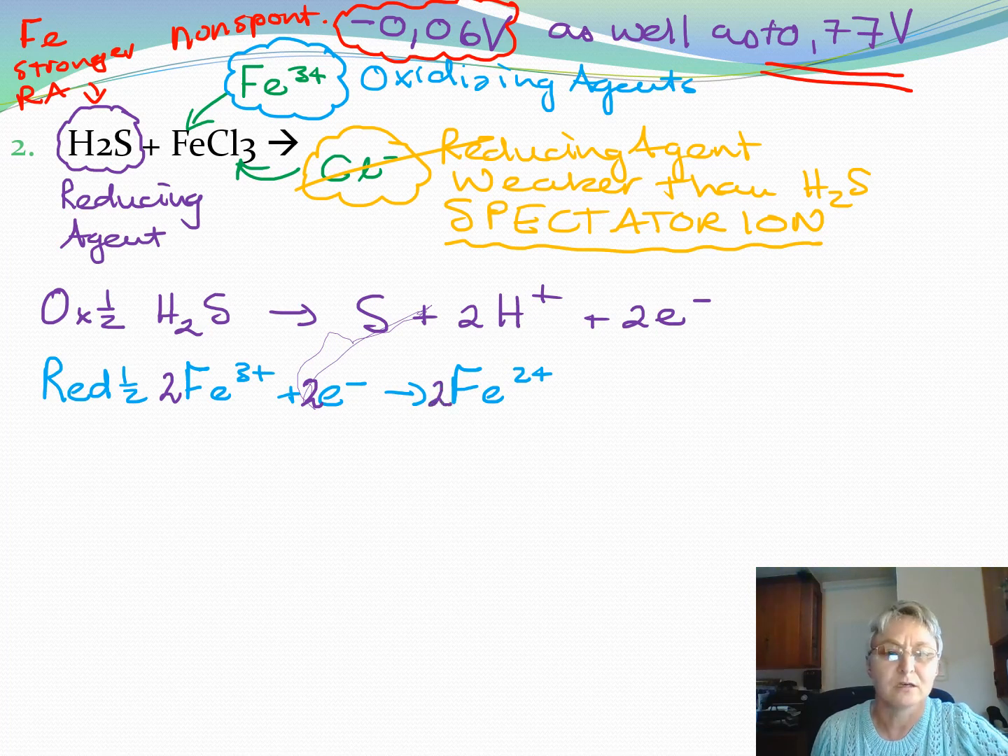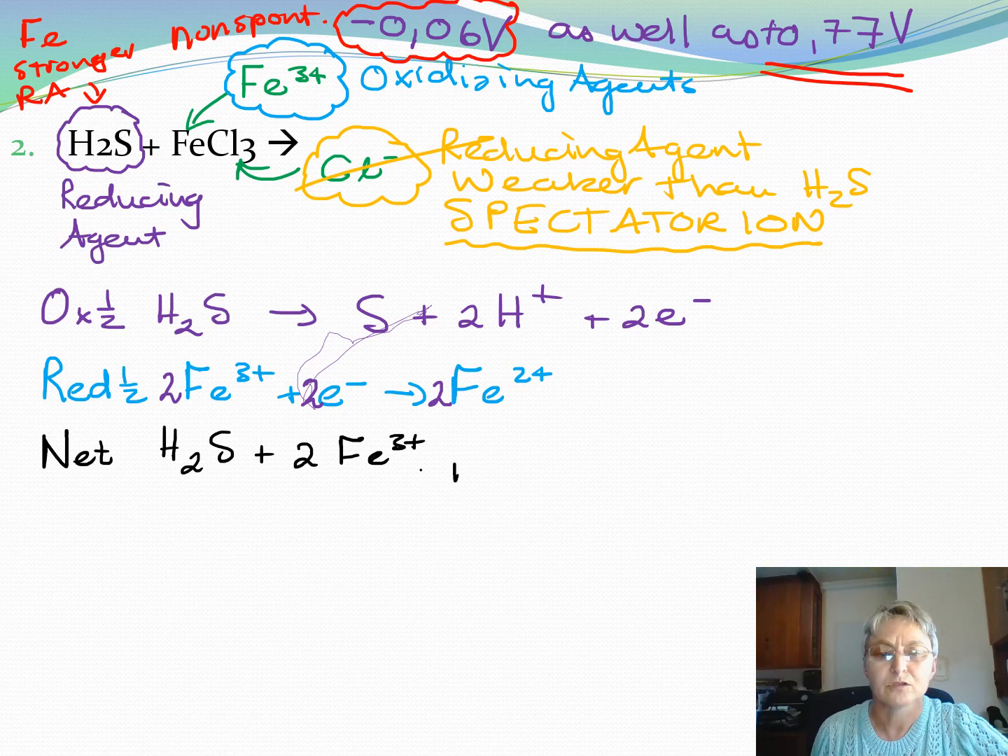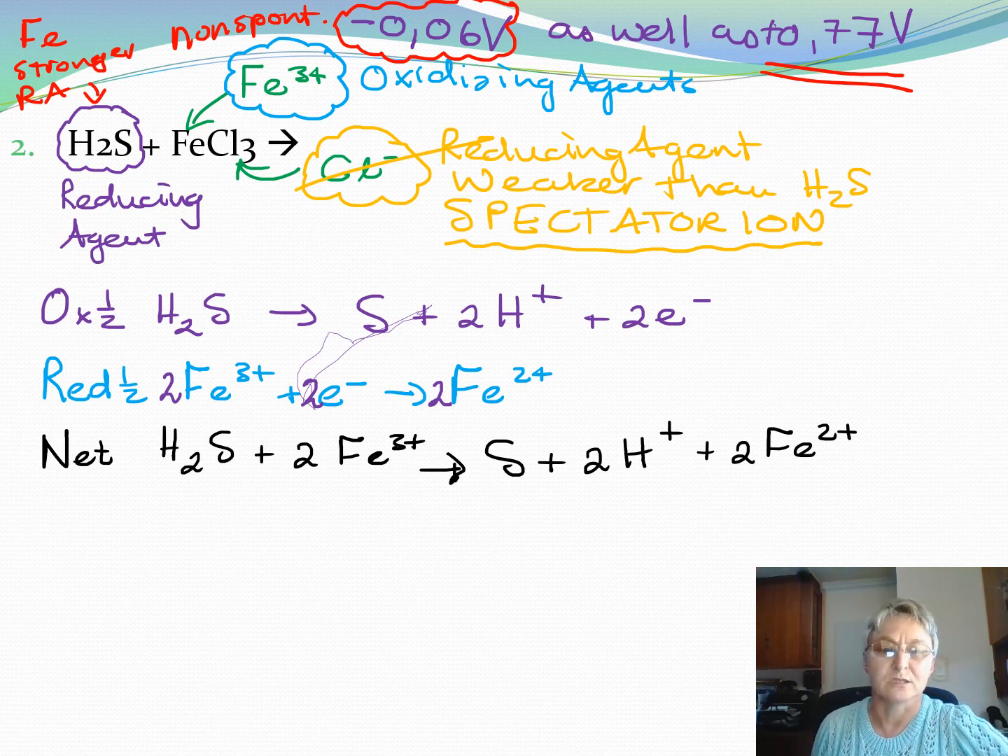In the final instance, the net redox reaction would be H2S plus 2 Fe3+, going to sulfur plus 2 hydrogen ions and 2 Fe2+ ions. So this is the net redox reaction, the reaction in ionic form.